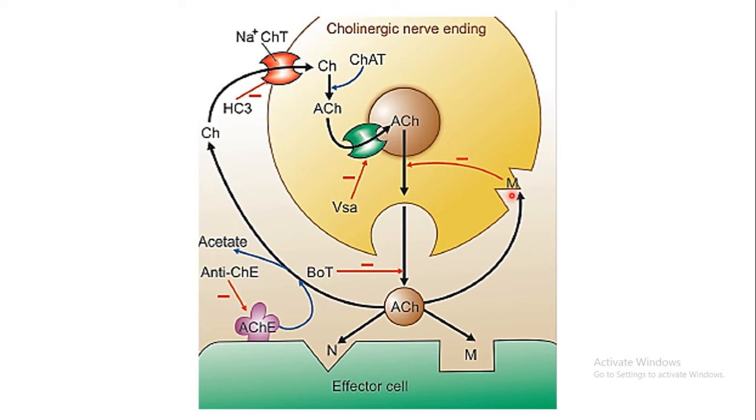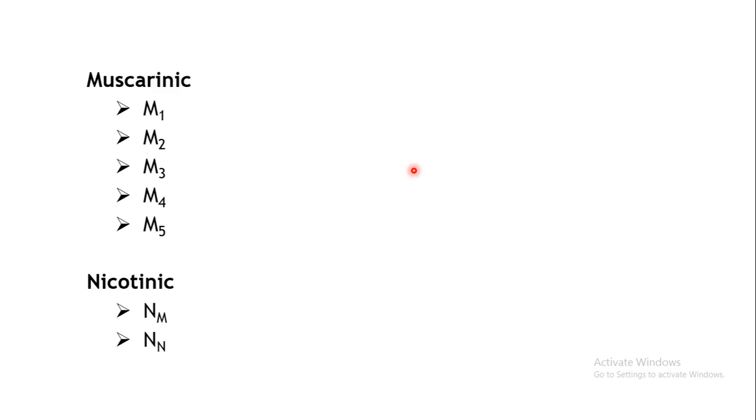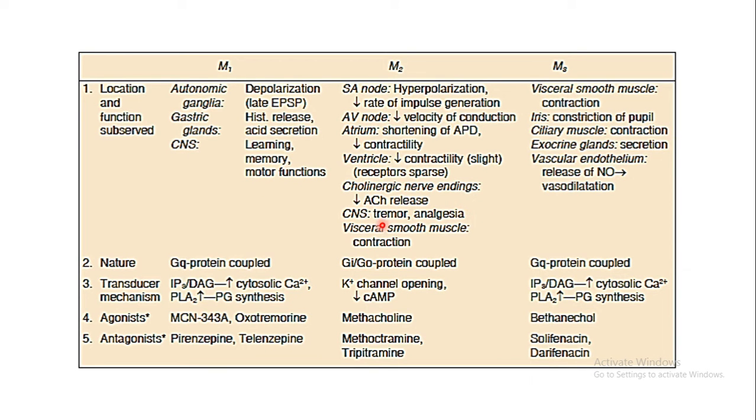Now what is the function of this autoreceptor? To control the release of ACh. When it is stimulated, it will itself control the release of ACh. It is inhibiting the release of the ACh. So at cholinergic nerve endings, M2 receptors decrease the ACh release. Next, it is also located in the CNS, where it mediates actions like tremors and analgesia.